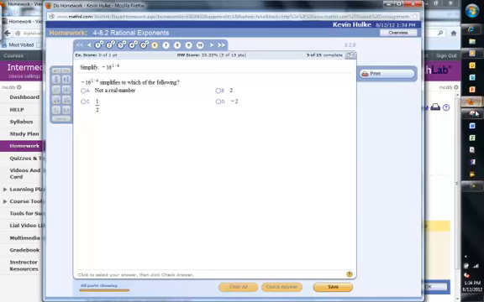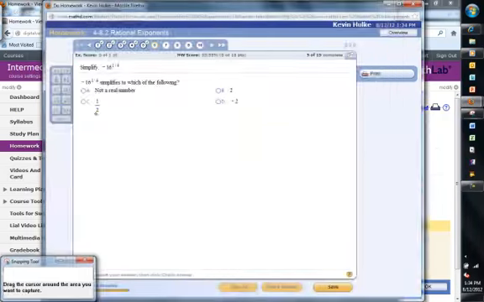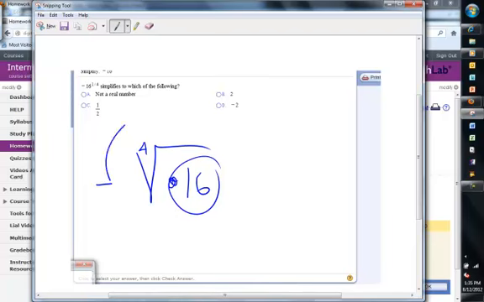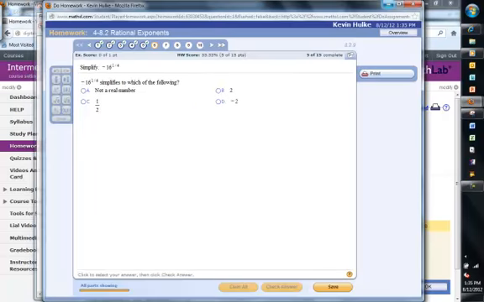Okay, so what do we do when we have negative 16 to the 1/4? It's negative 16, and the 4 goes here. So we have the 4th root of 16, which is 2. Put a negative sign in front of it, which is negative 2.